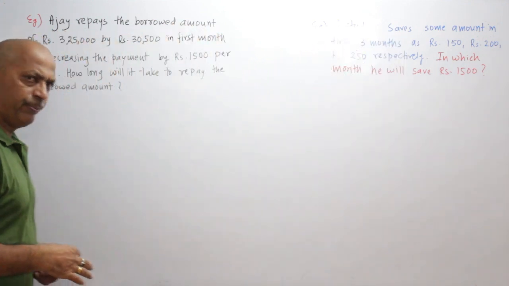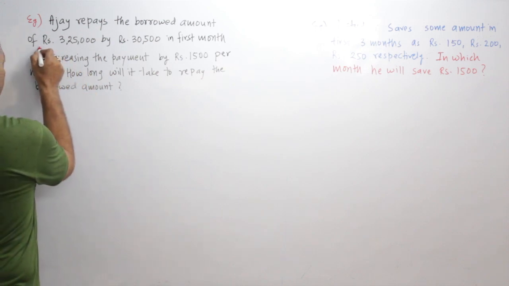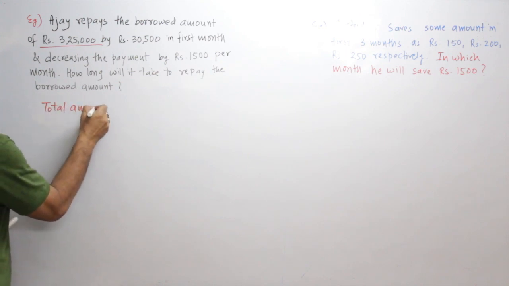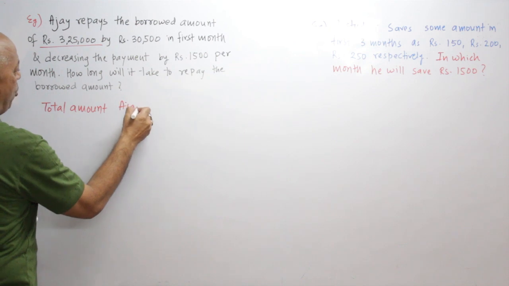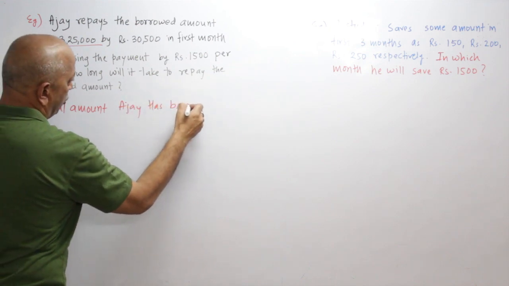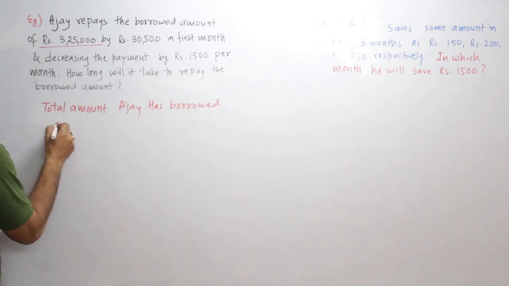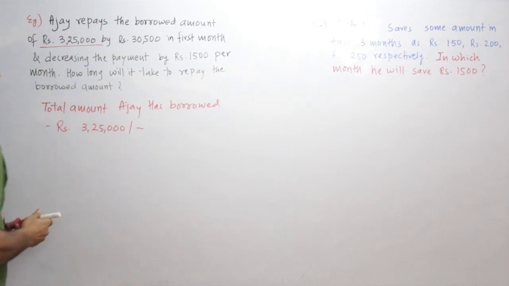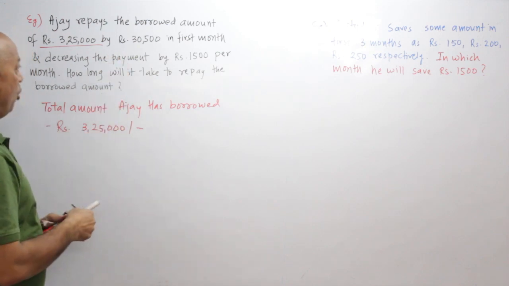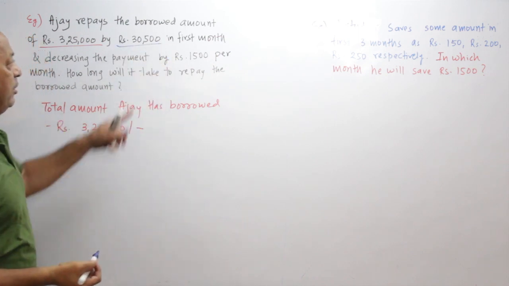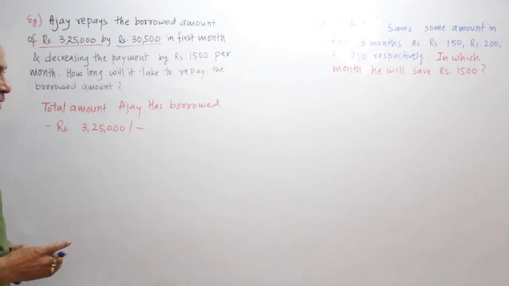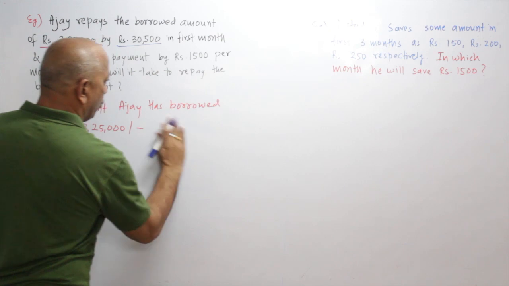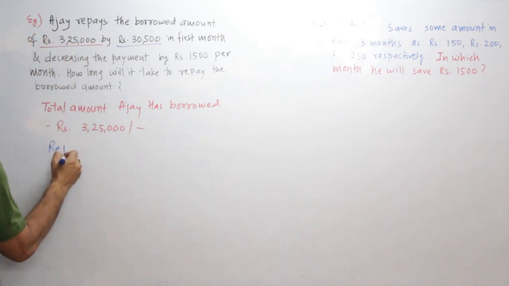Let us go back to the problem again. How much total amount has Ajay borrowed? That is rupees 3,25,000. Okay. So how much has he paid in first month? 30,500. So repayment, first he has paid. So I write down like this way. So repayment.